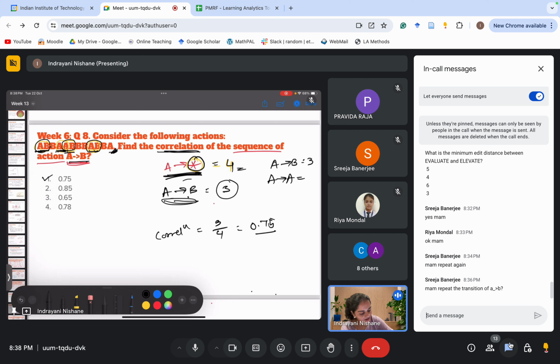So AA has occurred 1 time. So total A to any has occurred 4 times, 1 plus 3. Out of these 4, 3 transitions were to B. So the correlation between state A and state B is how many times AB has occurred, out of these 4, which is 3 times. That's why it is 0.75.